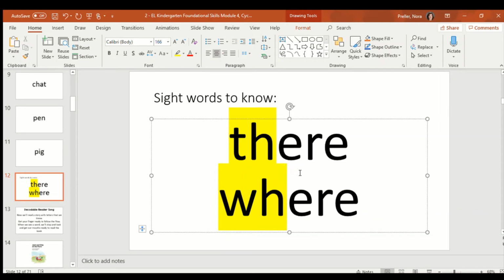Good. So we know the E-R-E is saying the air sound, so you just really got to pay attention to that beginning sound. If you see the TH, say there. You see the WH, say where.